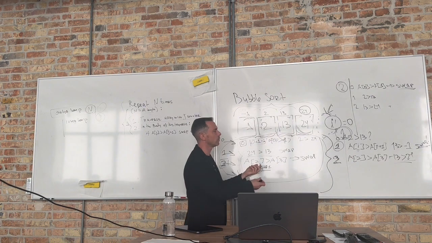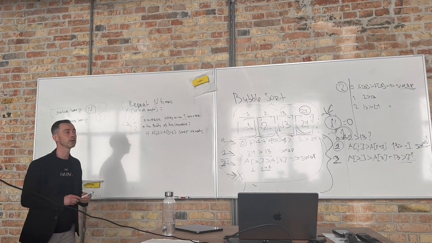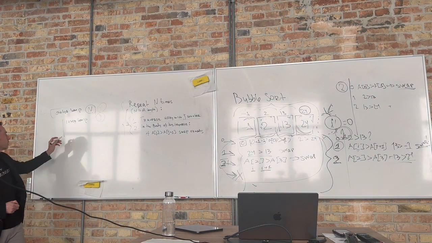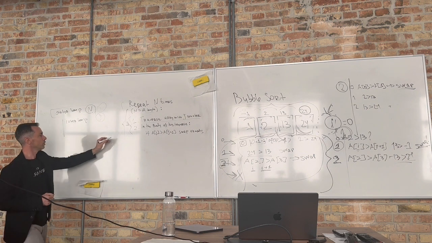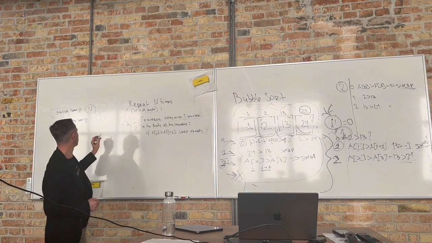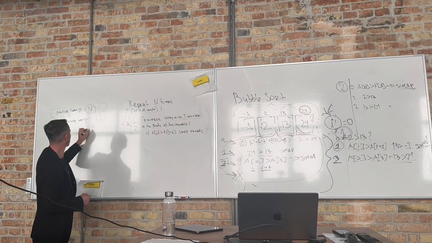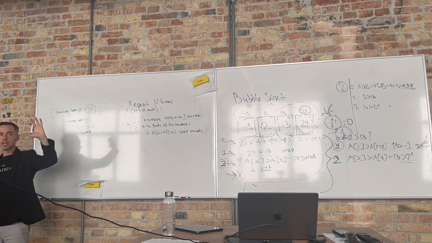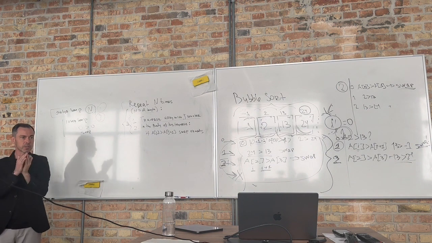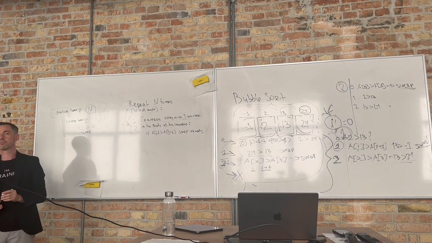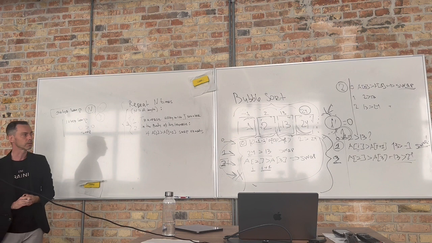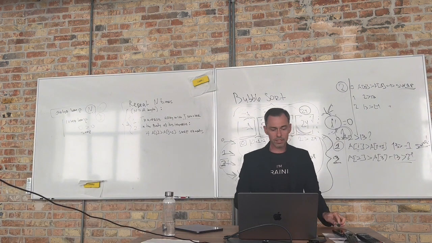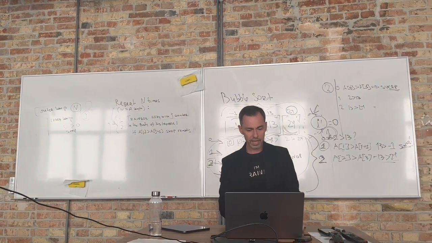I need to put J here if I follow this proposal. Okay, inner loop, and inside the inner loop, you just compare two elements and swap if needed. This is it. Outer loop, inner loop, compare two elements, swap, period. This is your algorithm. So let's try to create that.